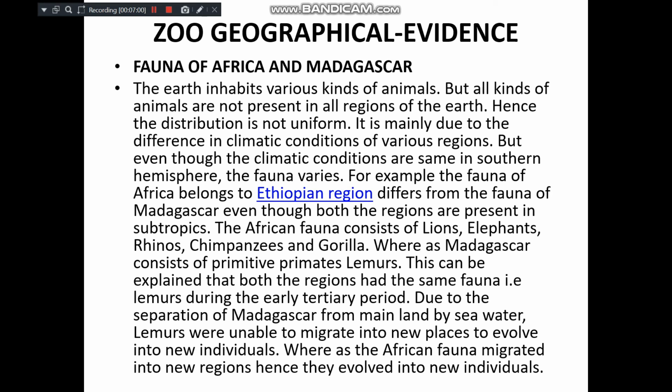But later, because of continental drift, Madagascar got separated from the African mainland, and in between appeared a vast expanse of seawater. The lemurs were unable to migrate to new places and evolve into new forms. Whereas the African fauna migrated to the rest of the world, to new regions, and evolved into new forms. The lemurs were confined to Madagascar island, so there was not much evolution.